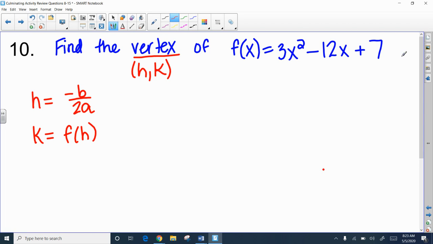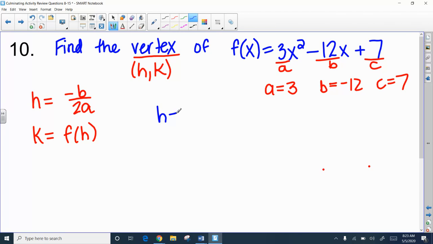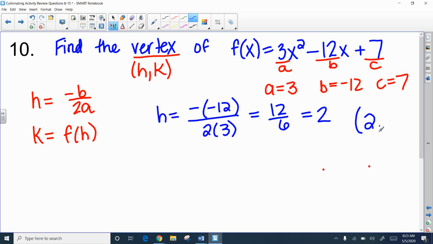All right, so make sure our equation is in the form f of x equals ax squared plus bx plus c, which it is. So in this case, our a is 3, our b is negative 12, and our c is 7. When I'm finding the vertex, I'm only using the a and the b. So finding the h value of the vertex would be negative b, so that's going to be negative negative 12 over 2a, which is over 2 times 3. And so this would give us a positive 12 over 6, which is 2. So the input, the x value of our vertex is 2.